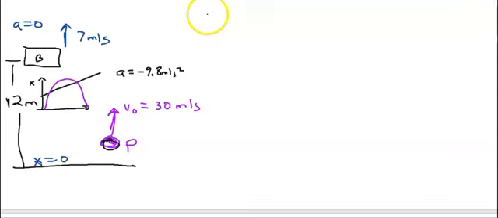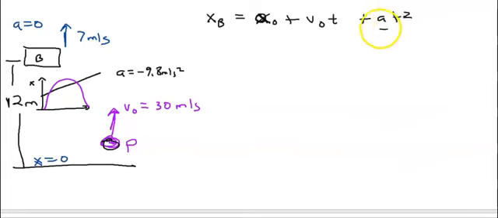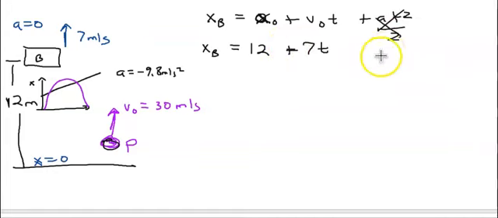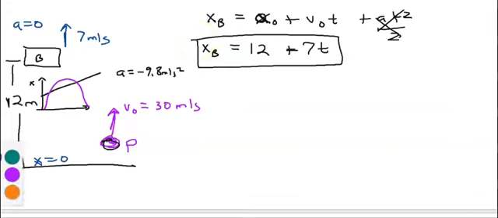Yay. So we're going to write a position function for the hot air balloon: x naught plus v naught t plus a t squared over 2. Don't go on autopilot like I did, it doesn't start on the ground. It starts 12 meters above the ground, just like the baseball did on the balcony, going a constant speed of 7, so this term is 0. So that is our position function for the hot air balloon.